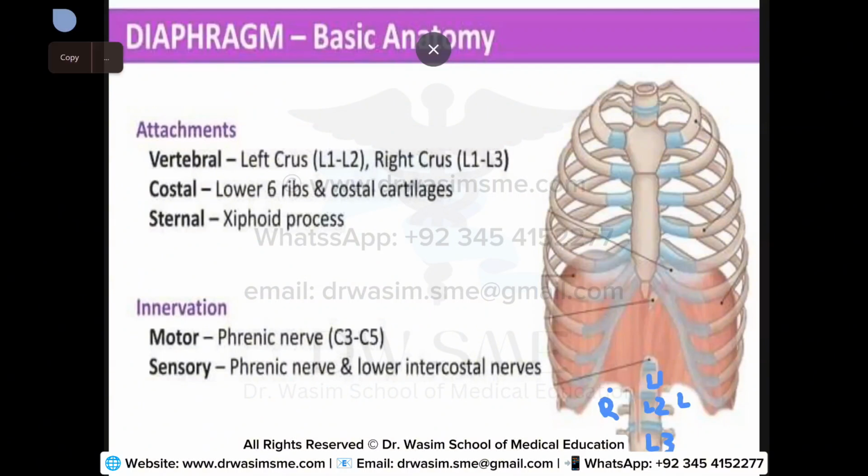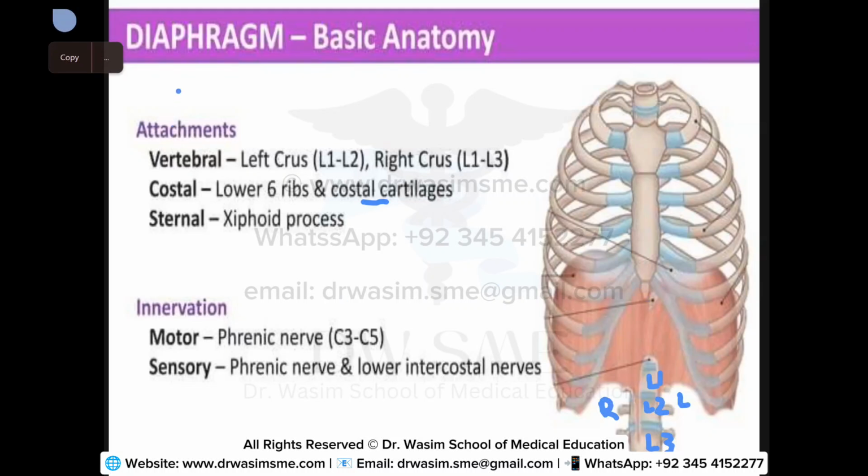Now, we are going to have these costal areas, which are attached to the costal margin of the lower six ribs, along with their costal cartilages. Now, in the center, it inserts to the xiphoid process of the sternum.